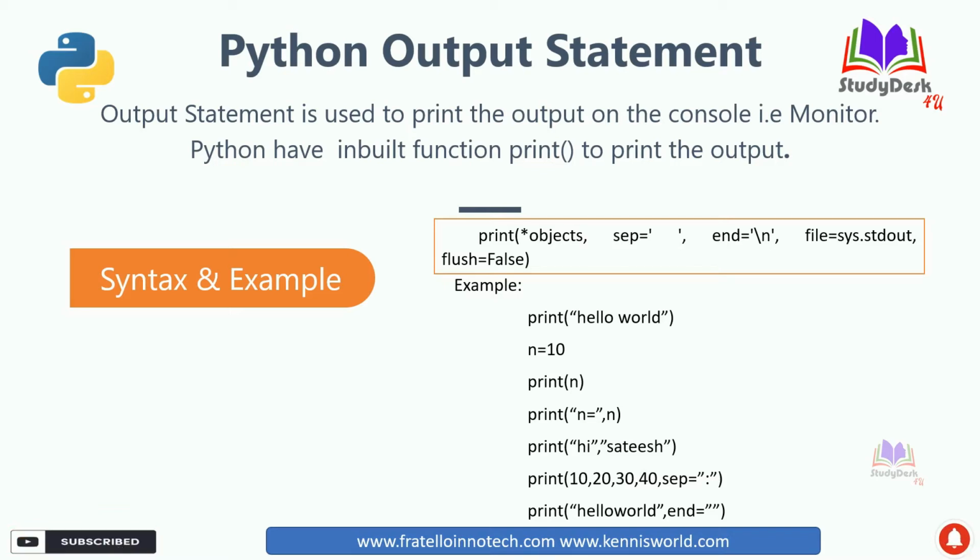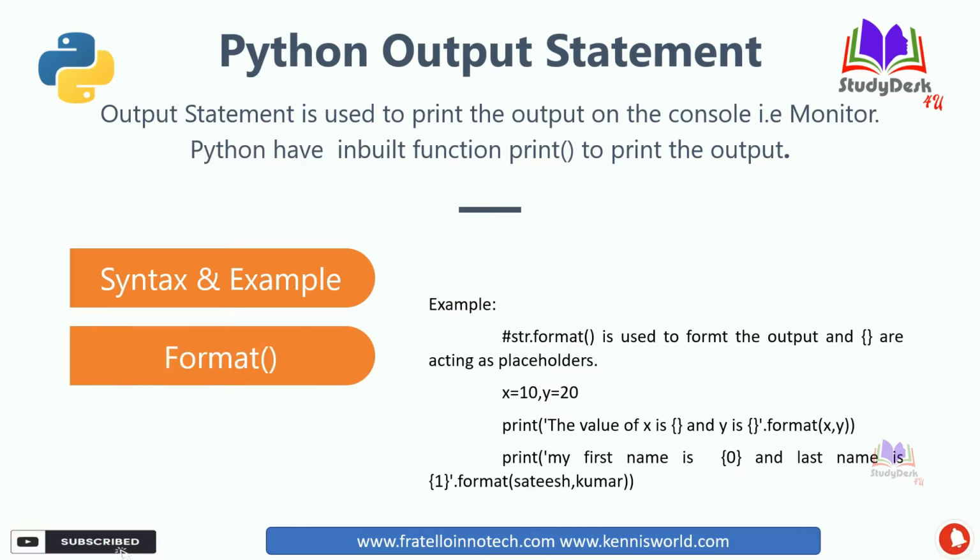Comma is the concatenation operator in Python. So in Python, if you want to concatenate two strings or two values, generally we use comma as a separator. So here if you consider print hi comma Satish, you will get hi Satish, and print 10 comma 20 comma 30 comma 40 separator equal to colon. That means here you are getting the output 10:20:30:40 like that. And print hello world and end equal to space, that will be on the same line.